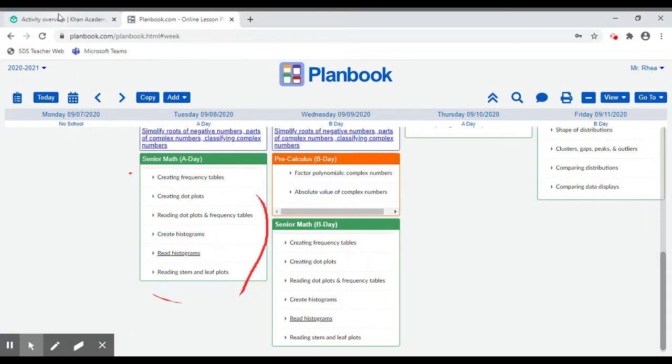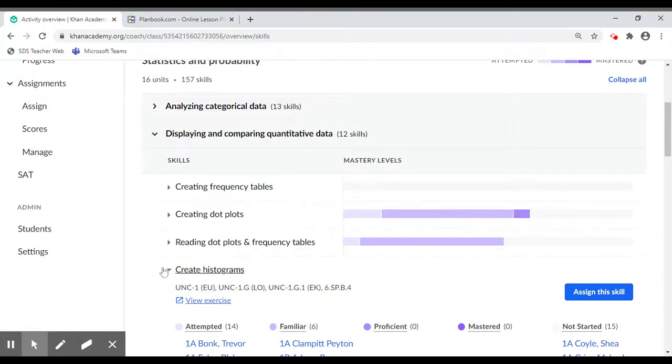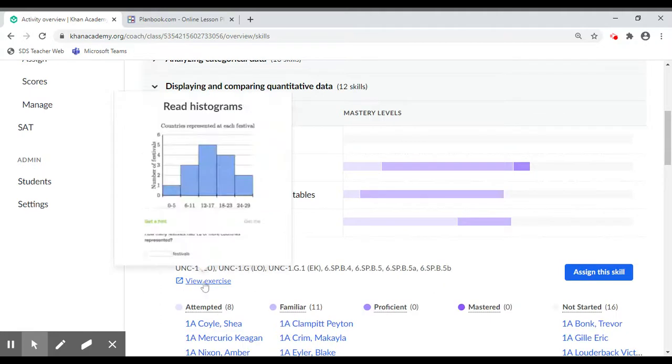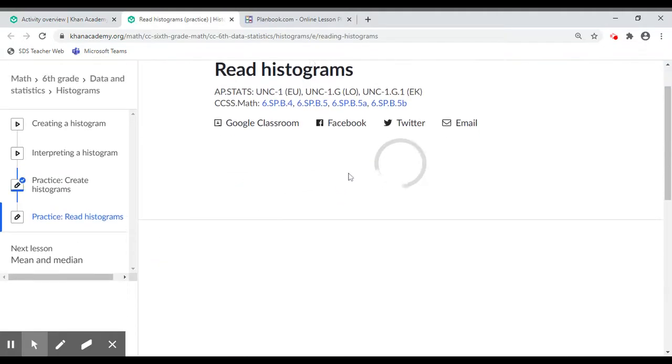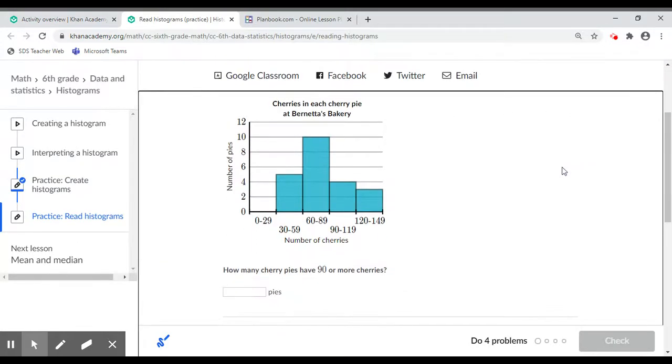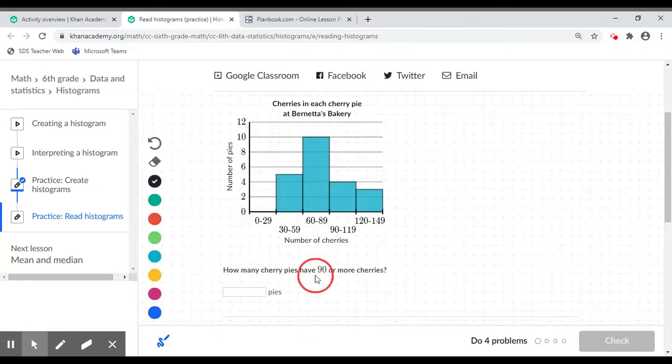Almost done. Reading histograms. We read a histogram. How many cherry pies have 90 or more cherries? So the key point in this is it says 90 or more. So that could mean anything past 90. So that means we need to look at two different bars here. We need to look at that whole space. We need to add up the accumulation of each of those bars.